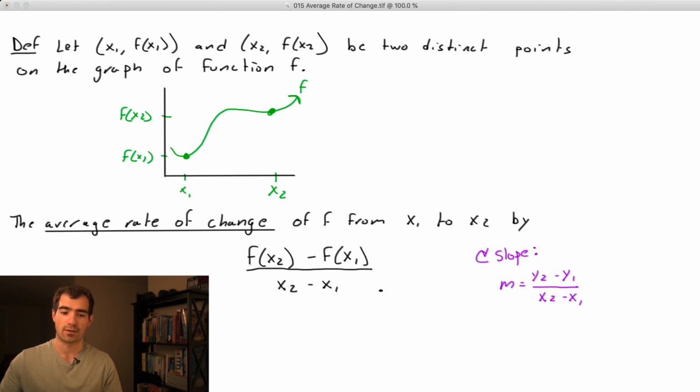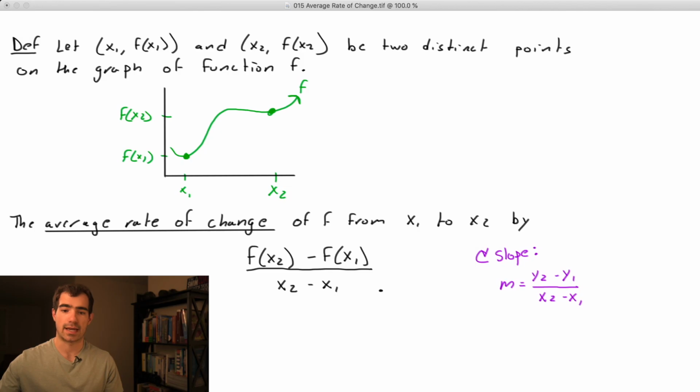And that's really all we have here. Yes, we're writing y2 and y1 in terms of function notation, saying f of x2 and f of x1, but as we've discussed previously, we can use those interchangeably, especially when we're talking about graphing. And so we can say the average rate of change is defined by this formula, but just as accurately, we could say that the average rate of change is defined by the slope of the line between those two points.